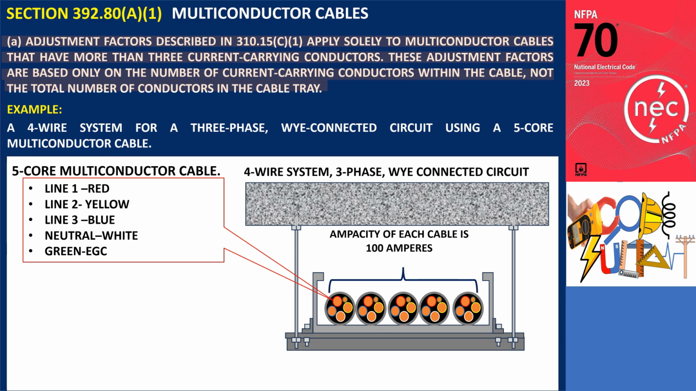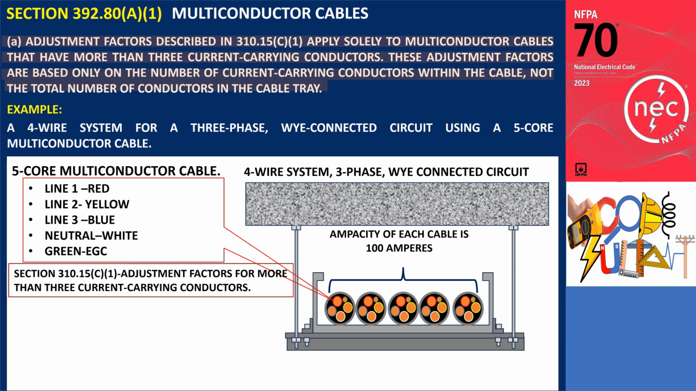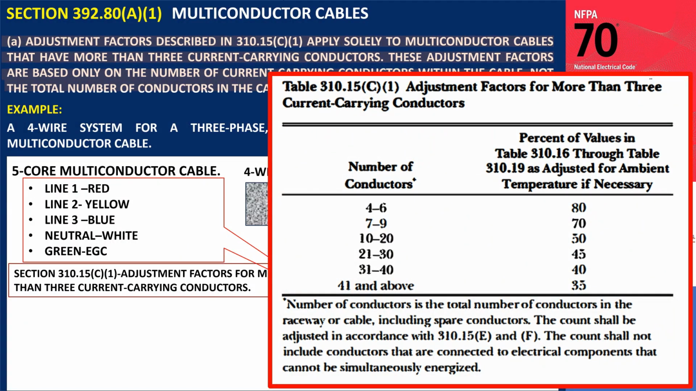If 5 typical multiconductors are installed in a single cable tray, section 310.15(C)(1) becomes particularly relevant for multiconductor cables with more than 3 current-carrying conductors. This is important because the heat generated by the current flowing through these conductors increases when they are placed in close proximity to one another. Consequently, the allowable ampacity for each conductor must be reduced, as indicated in Table 310.15(C)(1).